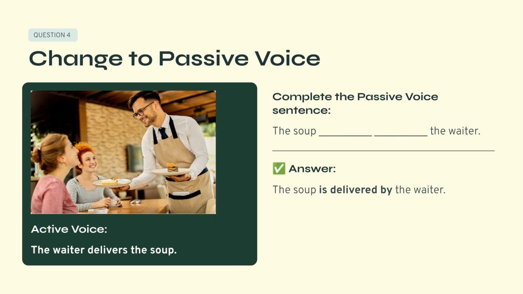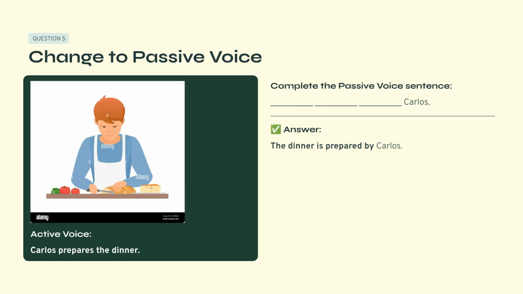Question 4. In the active voice, we have the waiter delivers the soup. Let's make it passive. The answer is, the soup is delivered by the waiter. Question 5. In the active voice, we have Carlos prepares the dinner. Changing this to the passive voice gives us the answer, the dinner is prepared by Carlos.